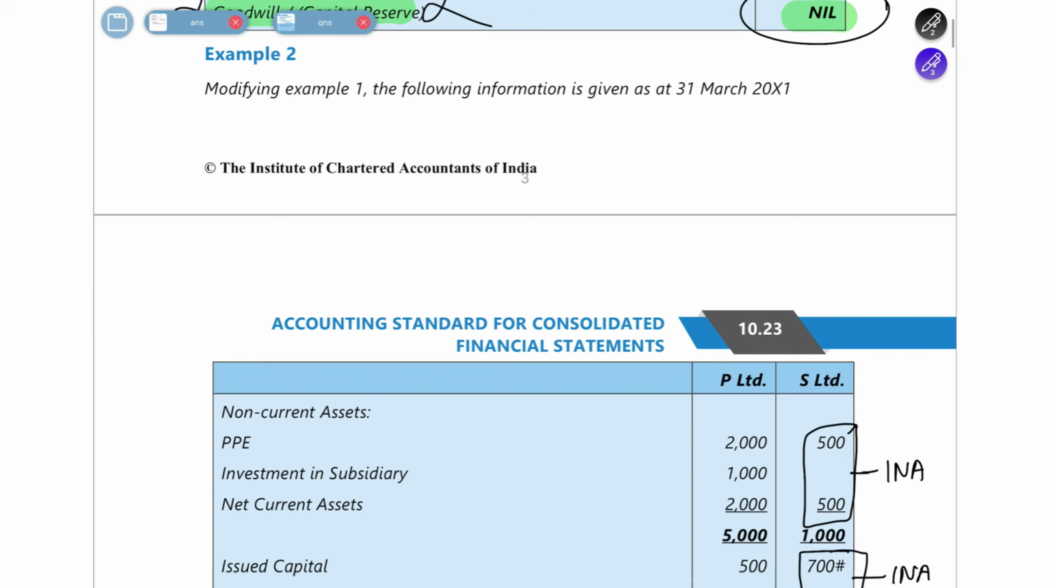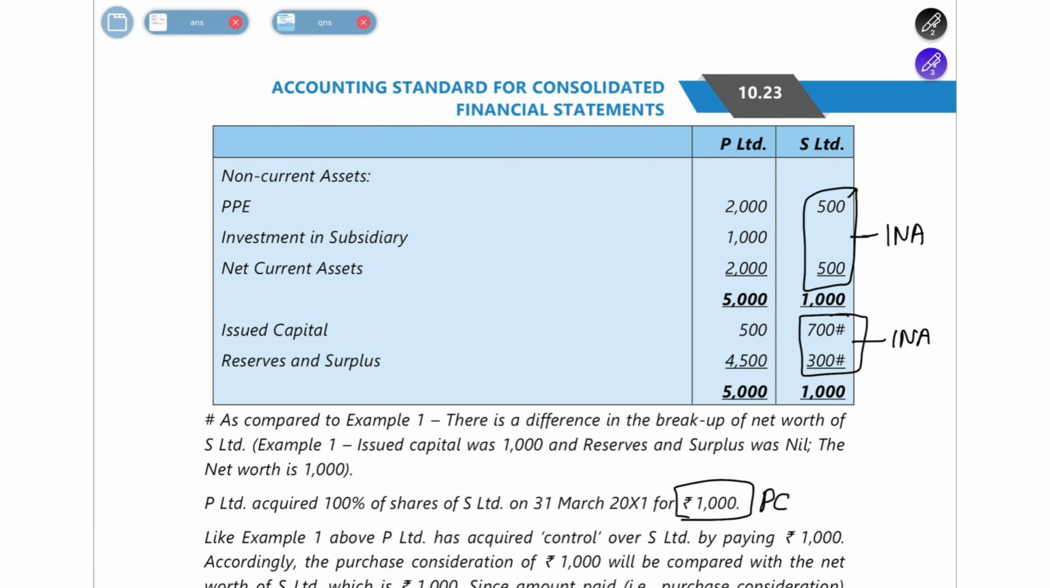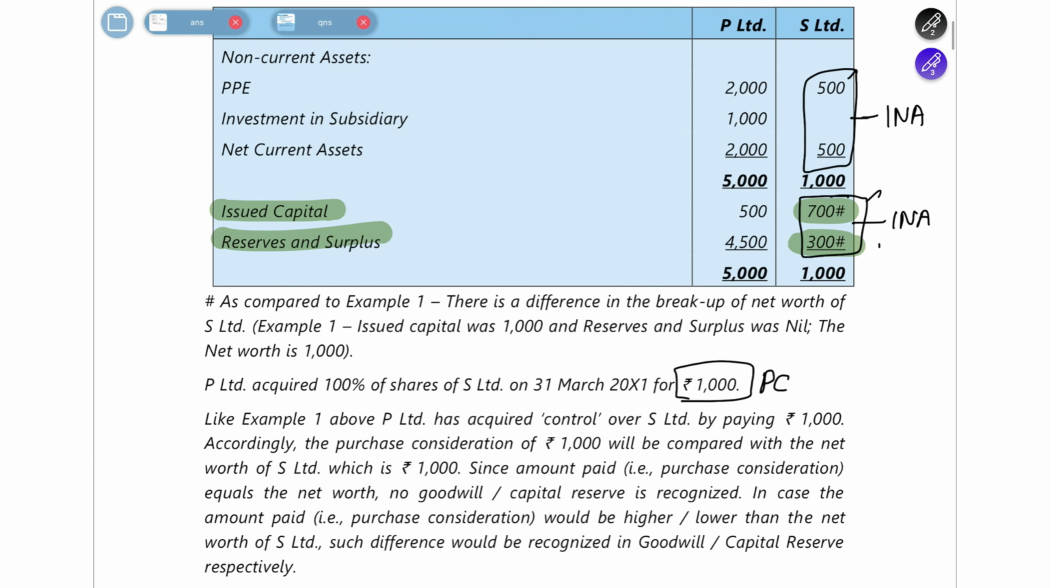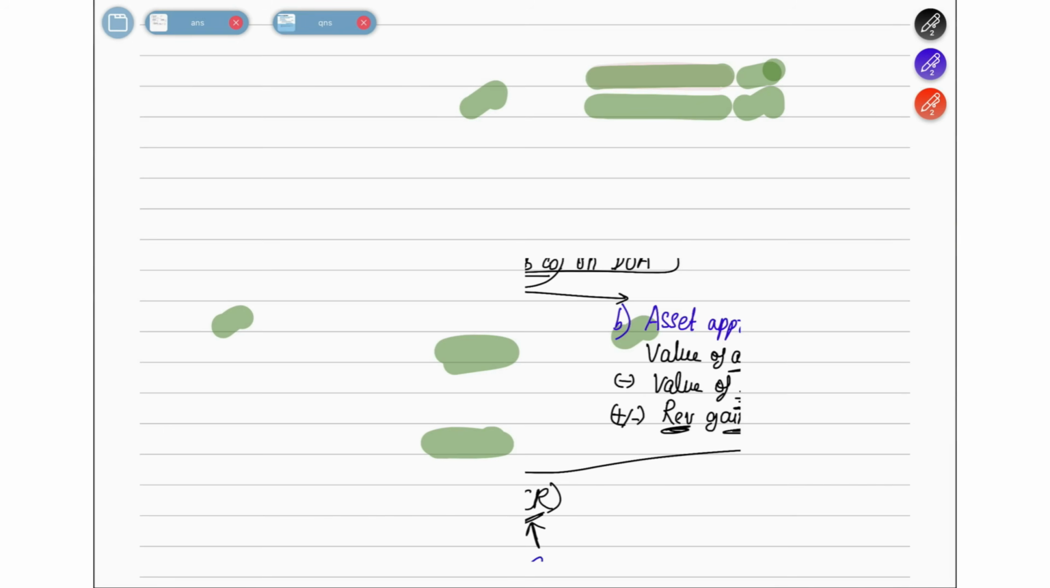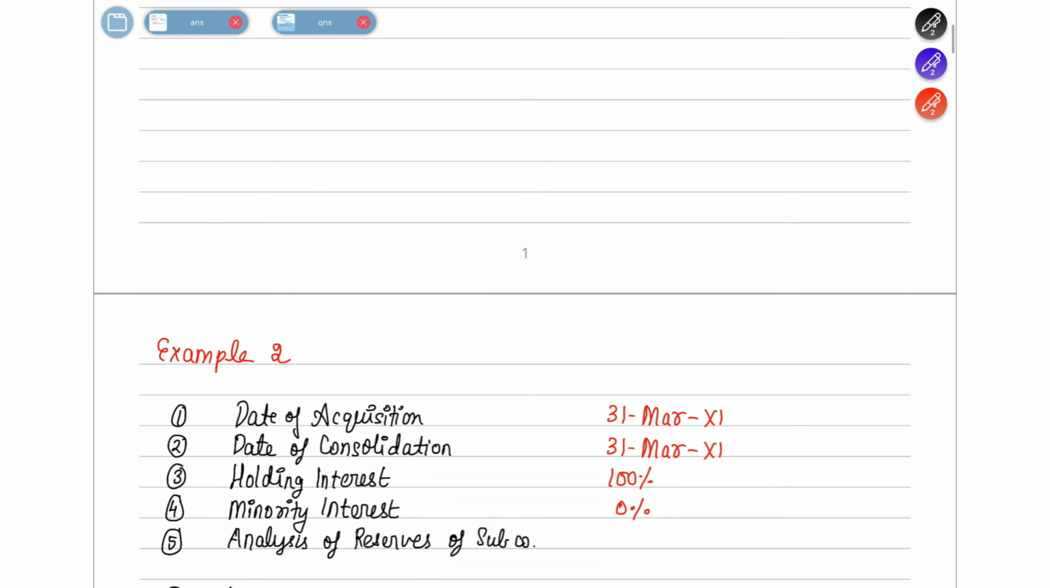Okay. So now let's move on to example number 2. Example number 2 is a continuation of example number 1, where they have just changed some information. The issued capital and reserves and surplus are now 700 and 300. In our last question, this was 1000 and this was 0. Otherwise, all the other information is the same. The PC is 1000, they acquired 100%. So what will get changed here? Let's go to the answer of example number 2.